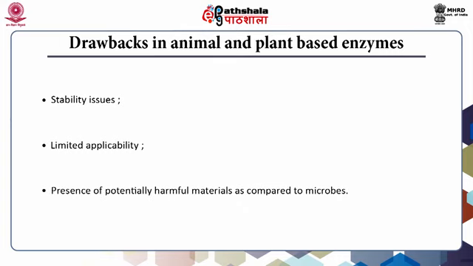Additionally, it is said that plant and animal based enzymes contain potentially harmful material from plant and animal tissues like phenolic compounds from plants, endogenous enzyme inhibitors and proteases as compared to microbe, which could interfere with any enzymatic reaction. Attempts are being made to overcome some of these difficulties by the use of animal and plant cell tissue culture.